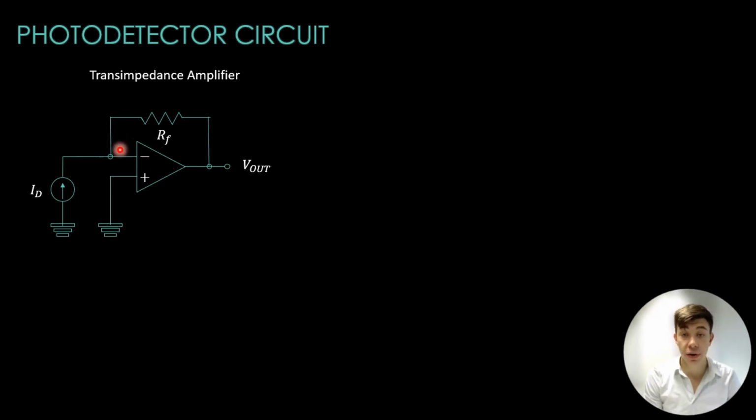The diagram here represents the basic transimpedance amplifier configuration. The photodiode is connected in photoconductive mode with reverse bias applied for faster response. The feedback resistor, RF, determines the gain of the amplifier, with Vout equal to minus the electric current produced by the photodiode multiplied by the feedback resistor value.